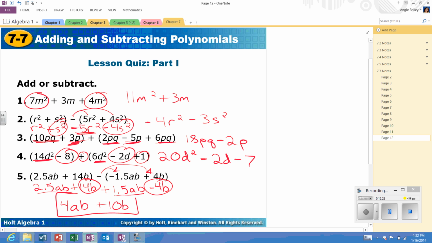So just a reminder, we can only combine terms that have the same variable raised to the same power, and you always want to simplify as much as possible.